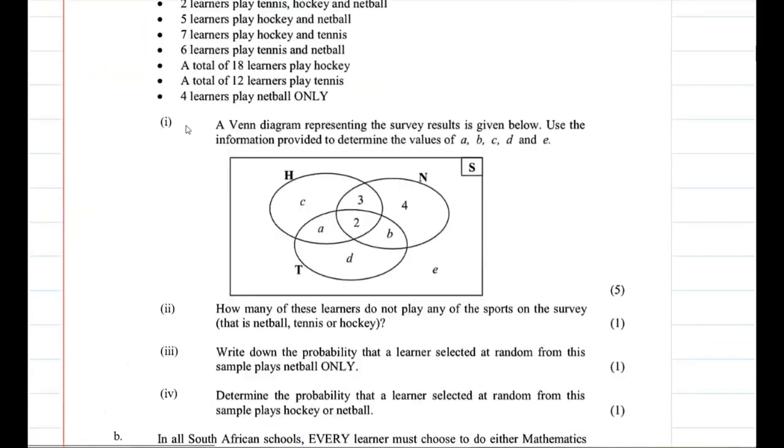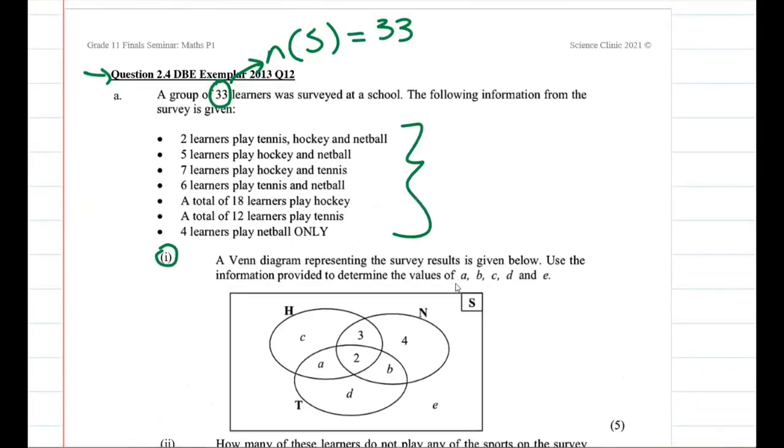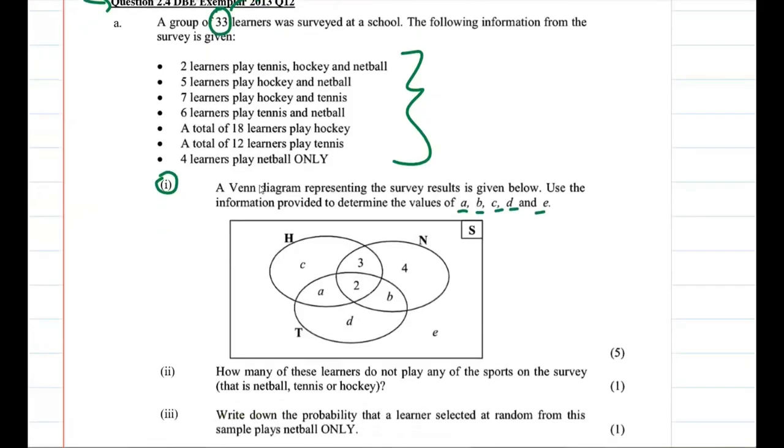Now, they give here a Venn diagram, and I can see some letters missing. So I think from this info, they'll probably want you to determine the unknown letters, which is exactly what they want. So let's see if we can figure that out. We know that the sample space should be equal to 33 in the end. So they say 2 learners played tennis, hockey, and netball. Okay. Where do you see a 2 which accommodates that piece of information? Where do you see it?